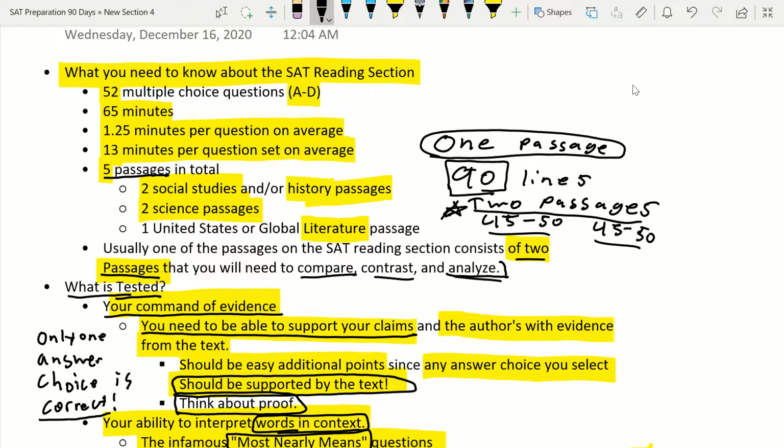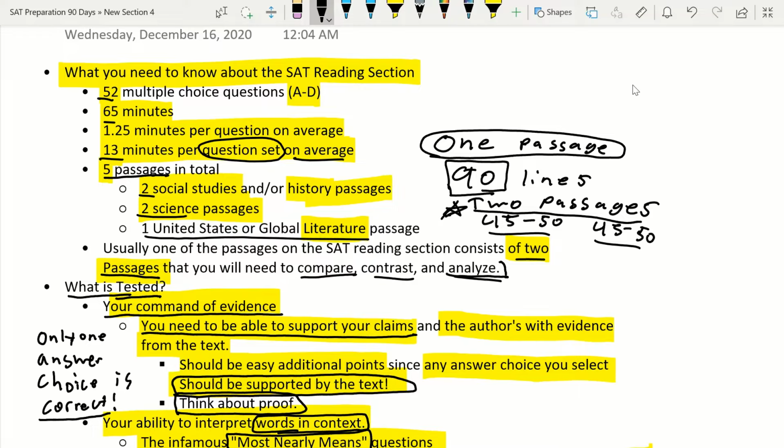So we have 52 multiple choice questions. We have 65 minutes to complete all of those questions, which means that we have to average 13 minutes per question set, or per passage, on average throughout the SAT reading section. We discussed that there were 5 passages in total: 2 history or social studies passages, 2 science passages, and then 1 United States or global literature passage.